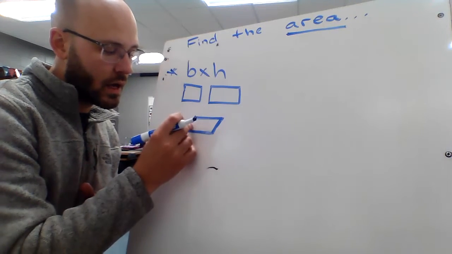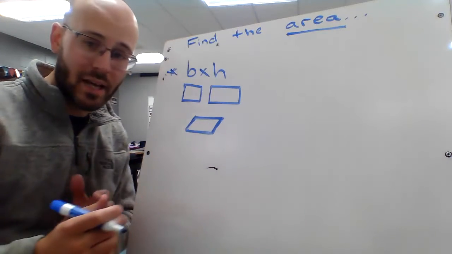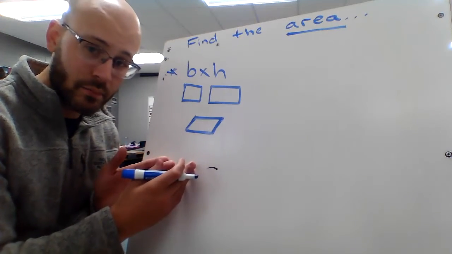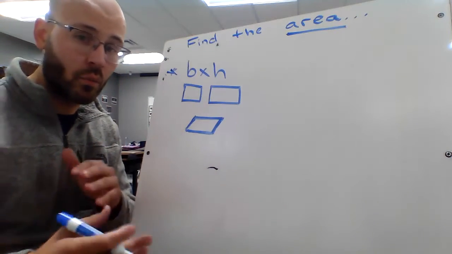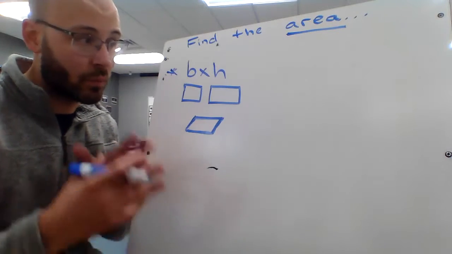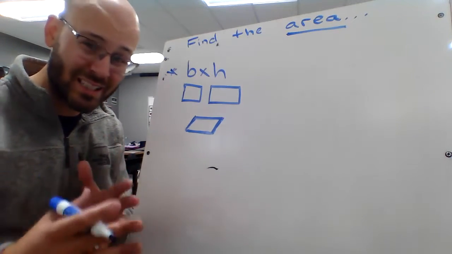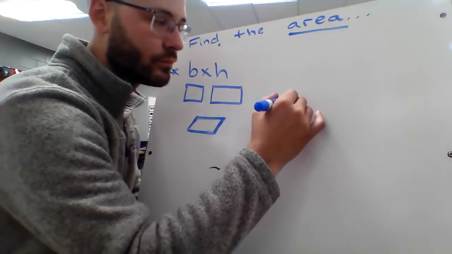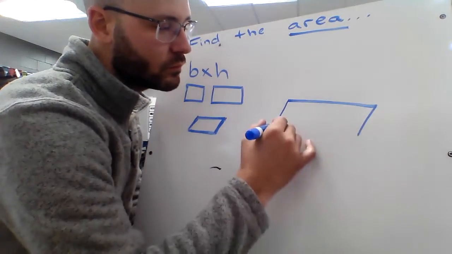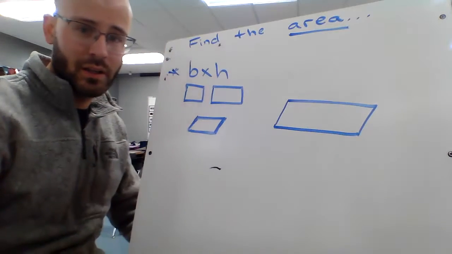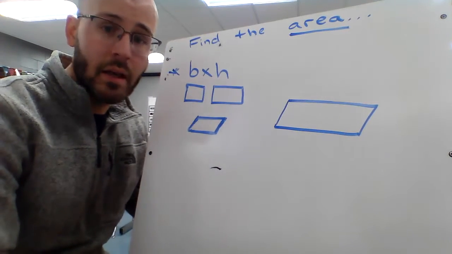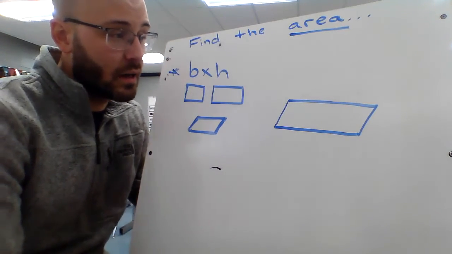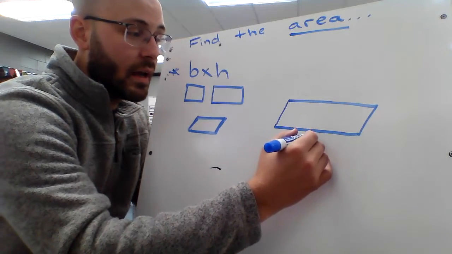And I wanted to show you why base times height works for parallelograms today. And I'm going to show you kind of how to break it down so your mind can visually see why it works. For example, if I have a parallelogram, it looks like so. That's an okay drawing. It's a little slanted. And the base is 8 feet.